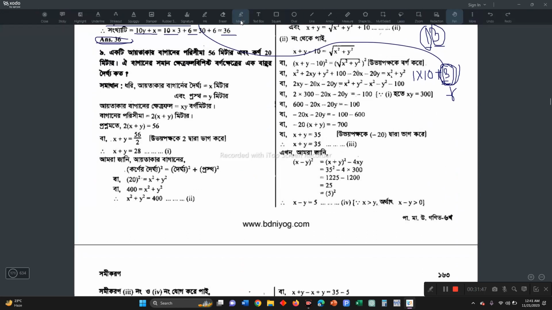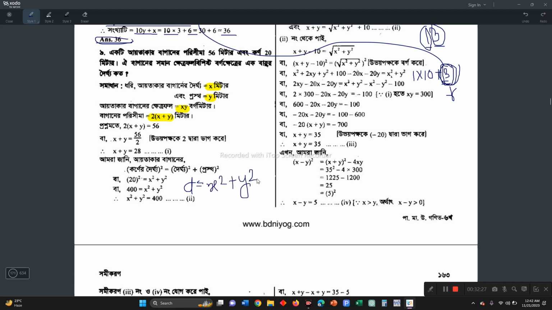According to the question, the length of the rectangle is x and the breadth of the rectangle is y. So x into y is the area. But we have to determine the value; it is not given in the question. They have given the value of only the perimeter and diagonal. So for a rectangle, the perimeter is equal to 2 into x plus y, and the diagonal is equal to root over x square plus y square.